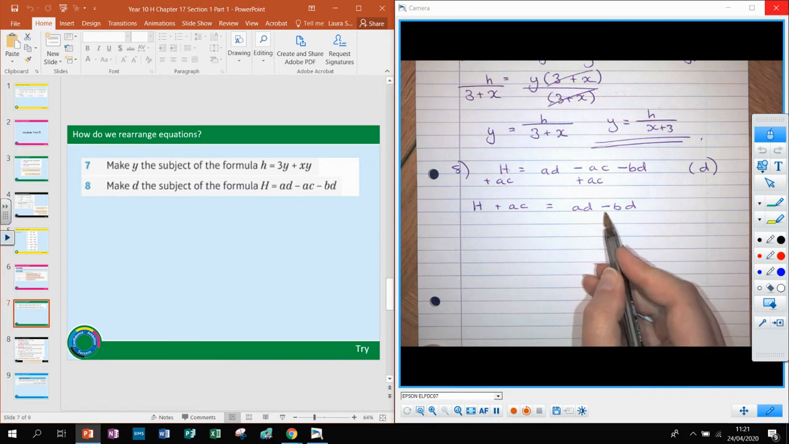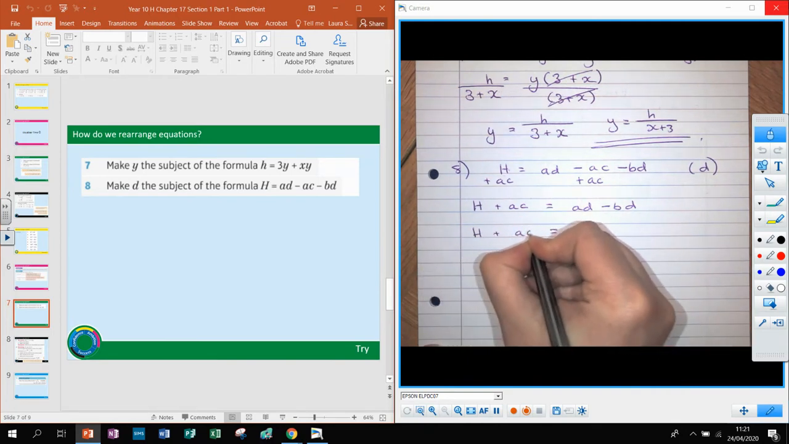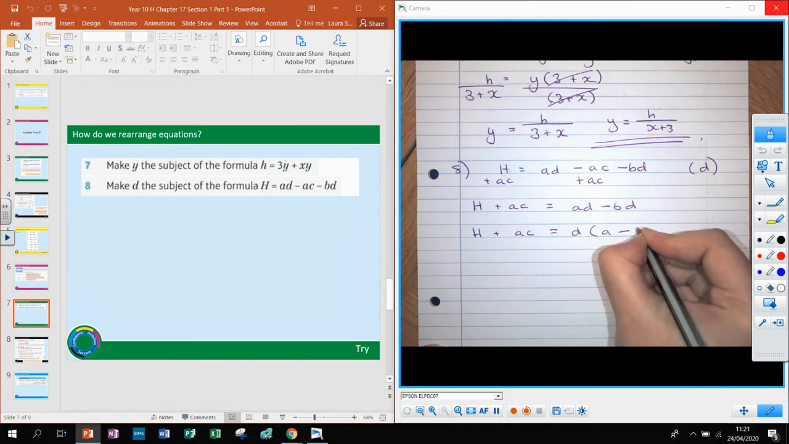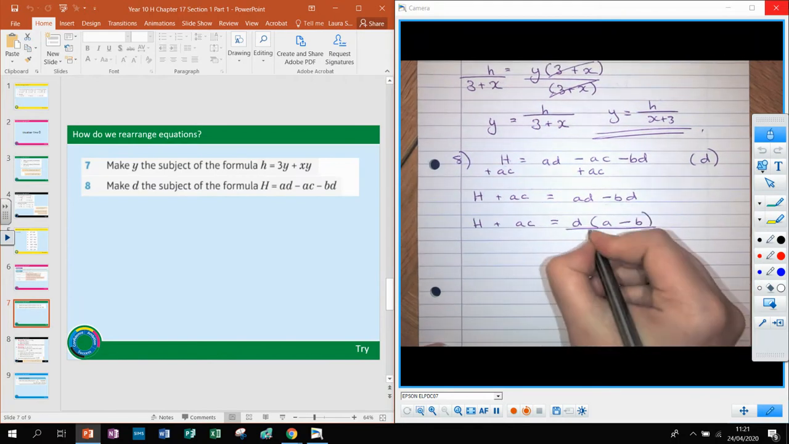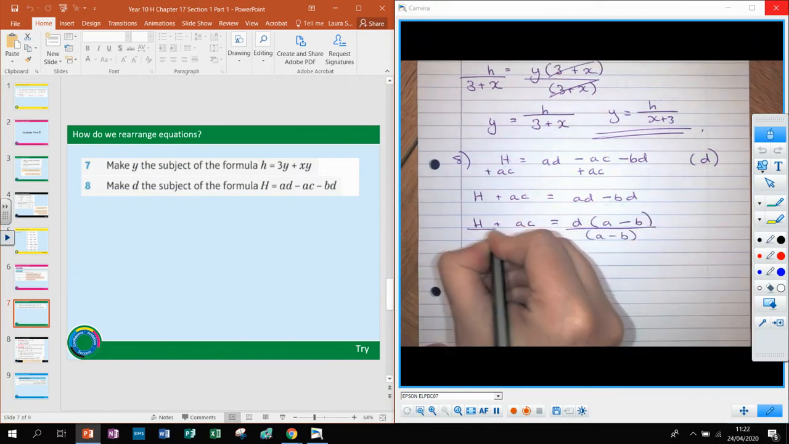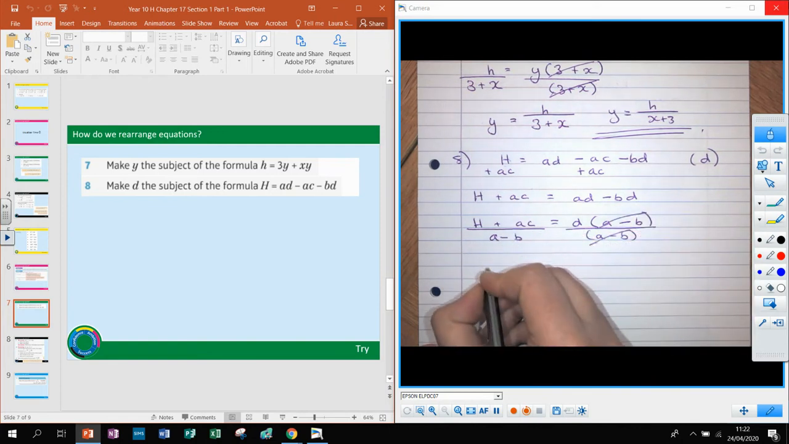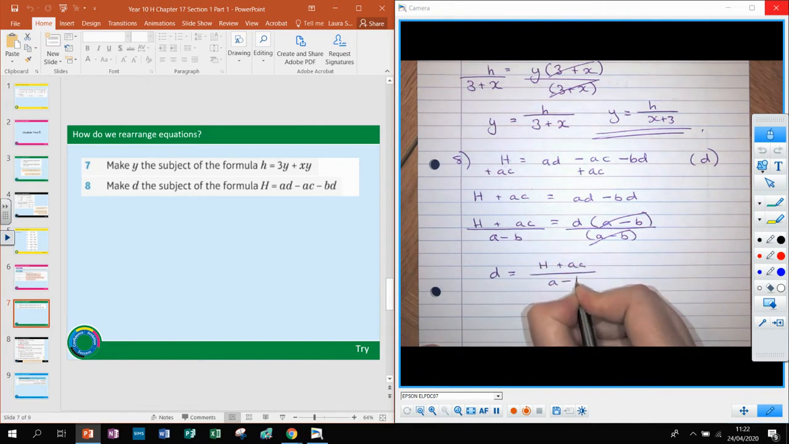Now I can factor out the D. So that is going to be H plus AC is equal to D brackets A minus B. Finally, we can divide by the A minus B on both sides. Okay, that will cancel out, leaving us with D is equal to H plus AC all over A minus B. Okay, so well done, guys. Hopefully those are okay now.